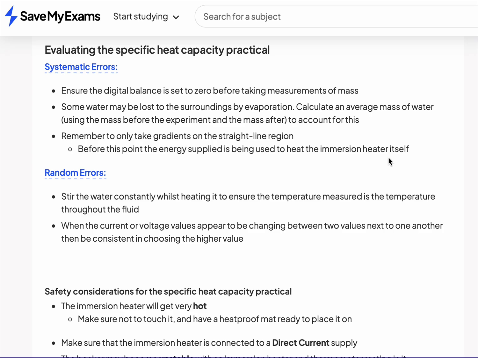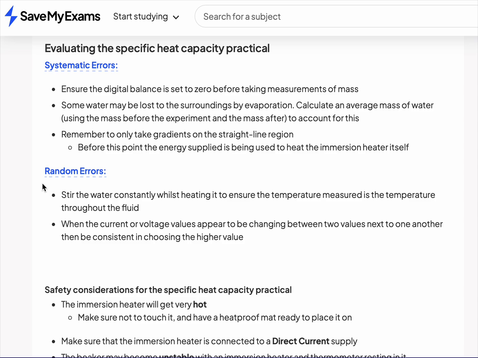The other thing I always tell people is once the time that you've chosen to use is finished, wait until the temperature stops rising, and that will be your final temperature reading, because there is also a time delay for the heat to get to the thermometer. And then there are random errors. Random errors are things that can be either too high or too low. So it says stirring the water constantly will ensure the temperature measured is the temperature throughout the fluid.